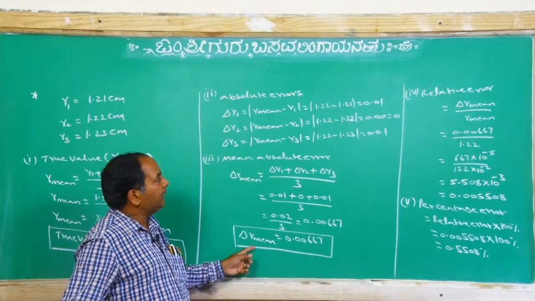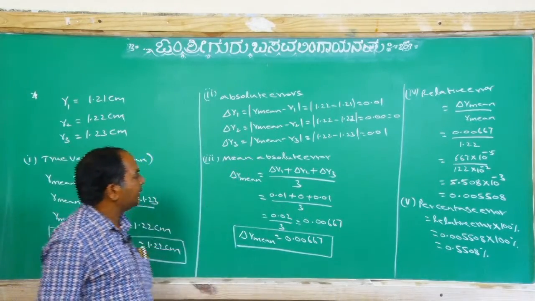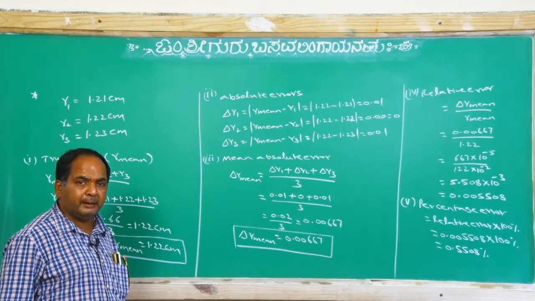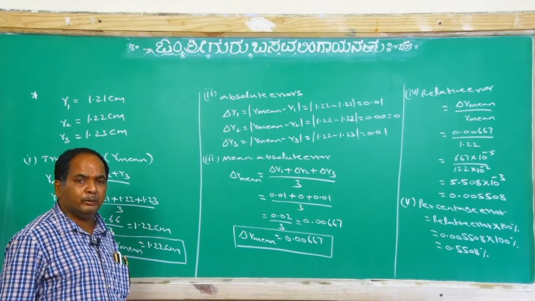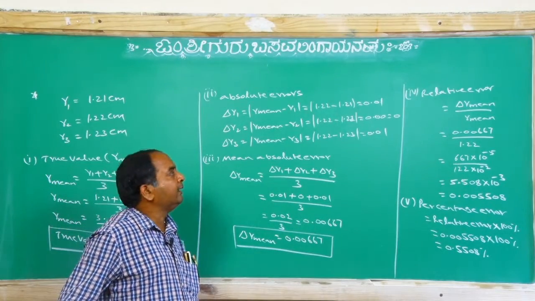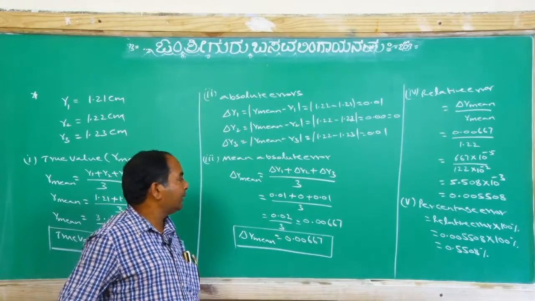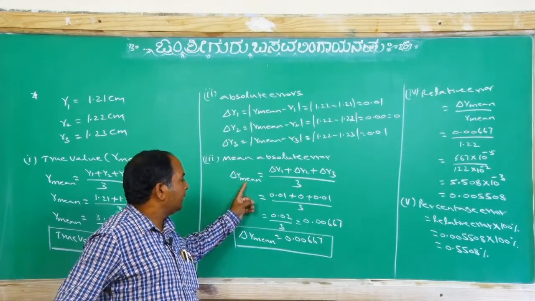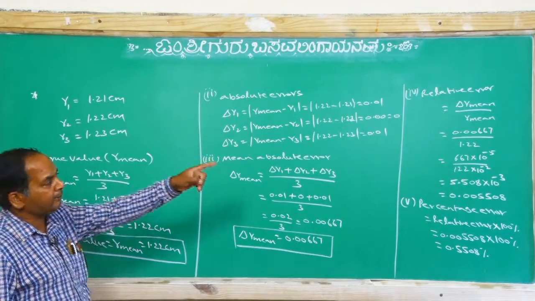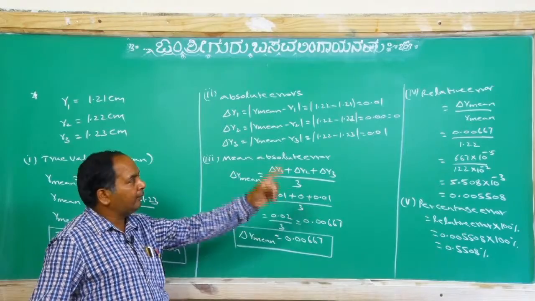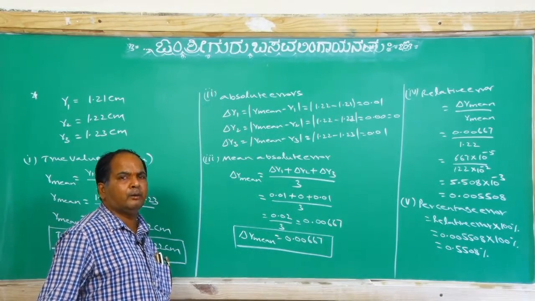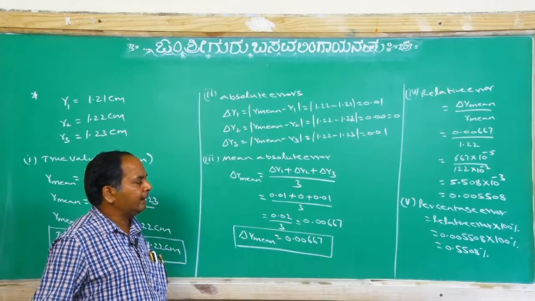Next, relative error. Relative error means what? The ratio of mean absolute error to the true value. That is said to be relative error. Mean absolute error is delta R mean, and the true value is R mean. So delta R mean by R mean. By simplifying, we will get relative error. Percentage error means what? Relative error into 100%. Then you will get that.